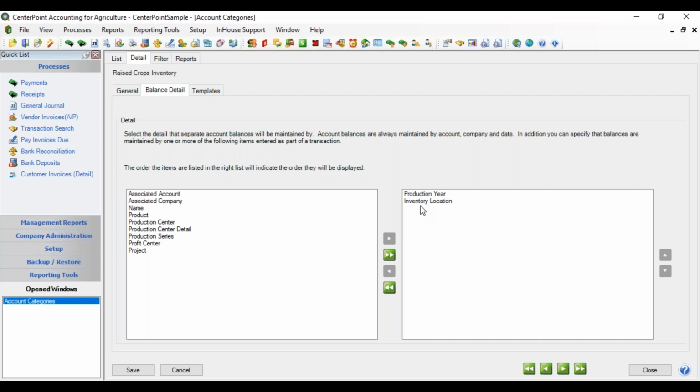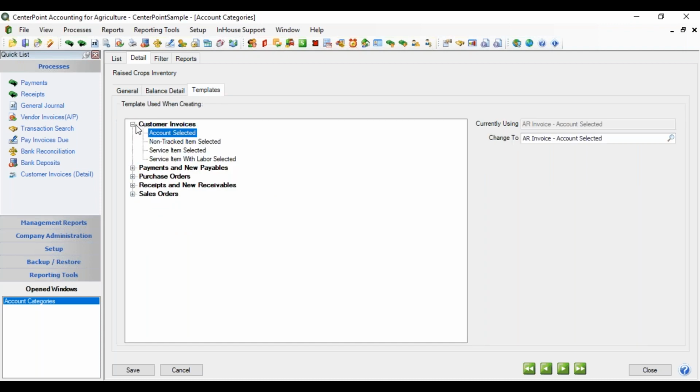And also this one's being stored by inventory location. So under each year, I also have a subledger balance for inventory location. So at any given time, I can see how much quantity I have left at the elevator, at the different bins, wherever I'm storing that particular inventory. So that's the other thing that the balance detail will do for you in account categories, and then also the templates.